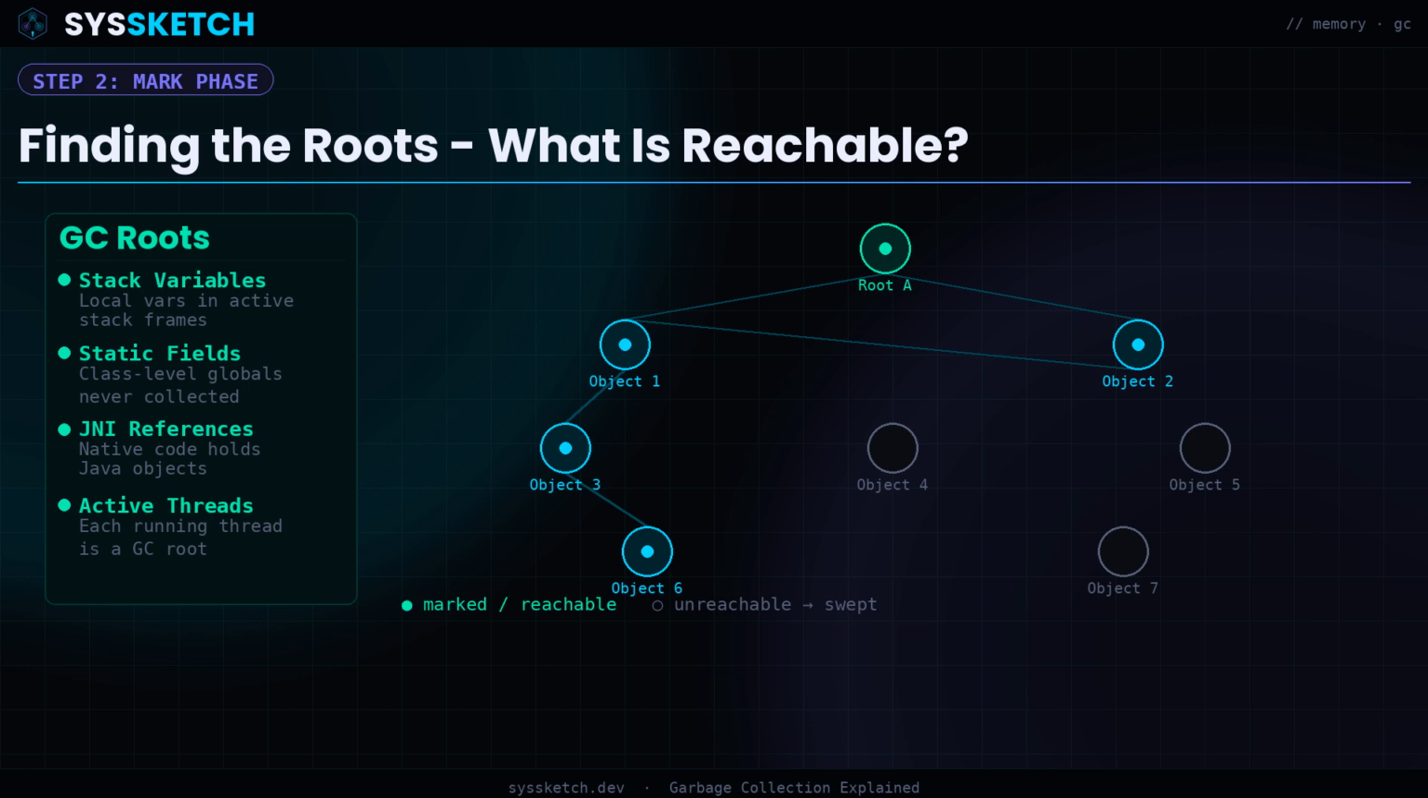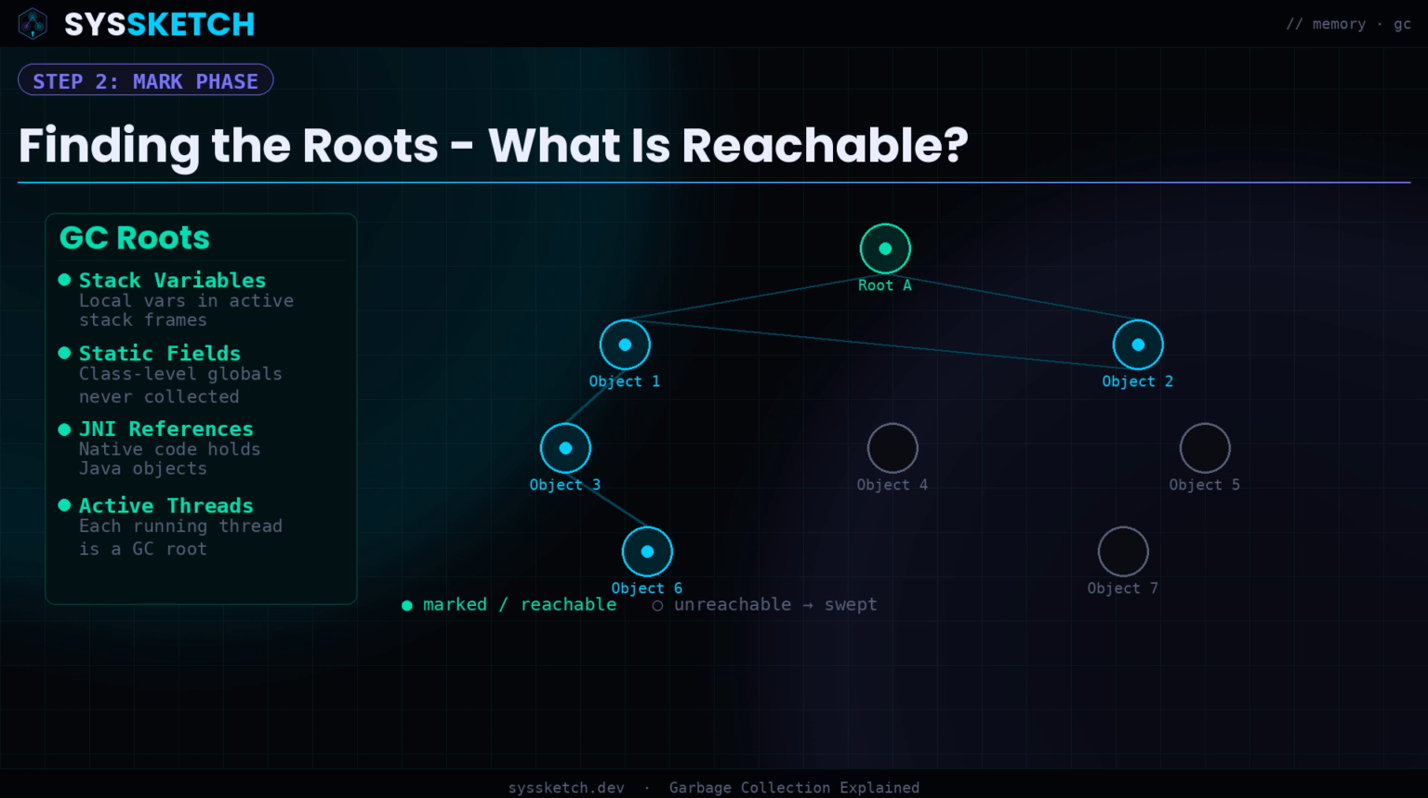If object A references object B and it is reachable, then B is reachable too, even if nothing else points to B directly. Anything the traversal never touches is unreachable. It is garbage by definition. This is a key insight. The GC does not track what you freed, it tracks what is still reachable. Everything else is considered dead. The mark phase is the most expensive part of collection because it must visit every single live object in the heap, and a large live set means a long mark phase.